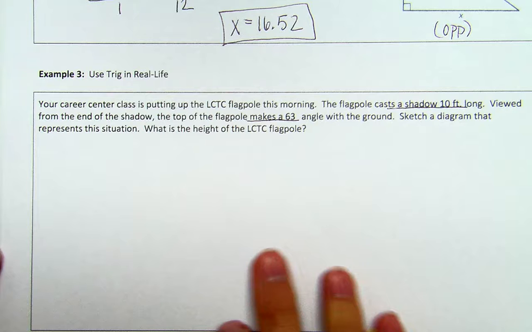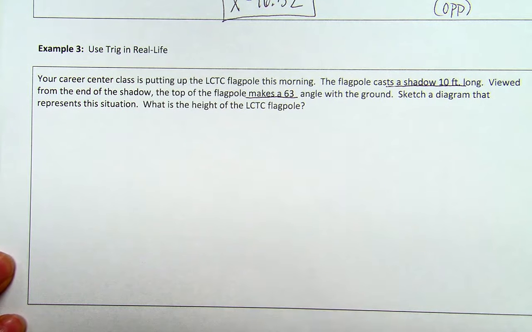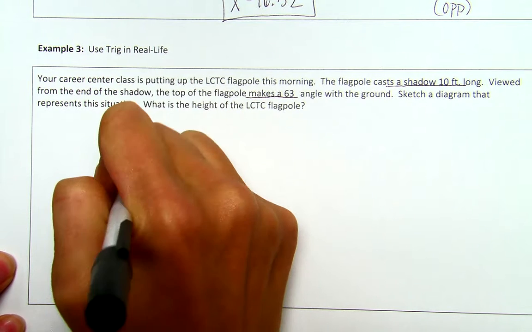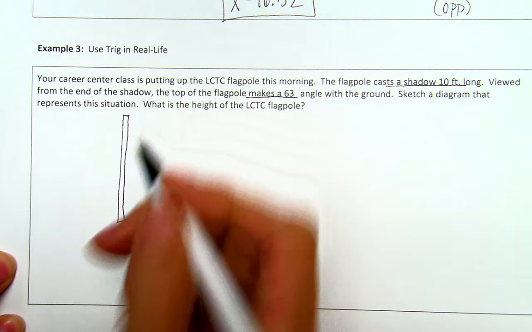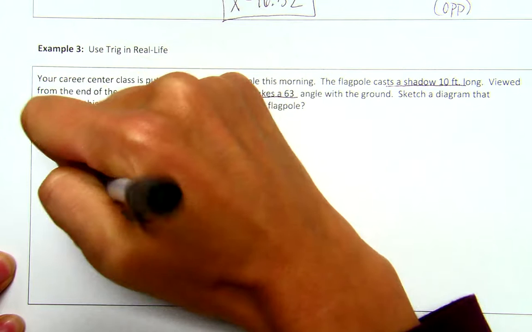So to start off, there's a couple pieces of information that we're given here that we're going to want to use. The first is, we know that we have a flagpole, so I'm just going to sketch. I'm not the best drawer, but I'm going to sketch a little flagpole next to it.